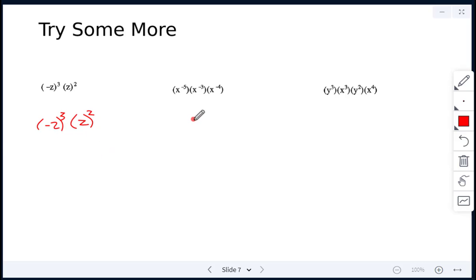All right, here we have a base of x, x, and x all being multiplied together. So therefore we can collect the exponents. We can add the exponents. So that becomes negative 5 plus negative 3 plus negative 4. That gives me x to the power of negative 12.